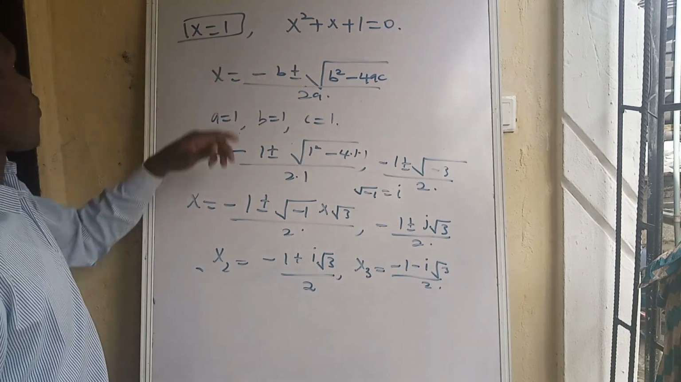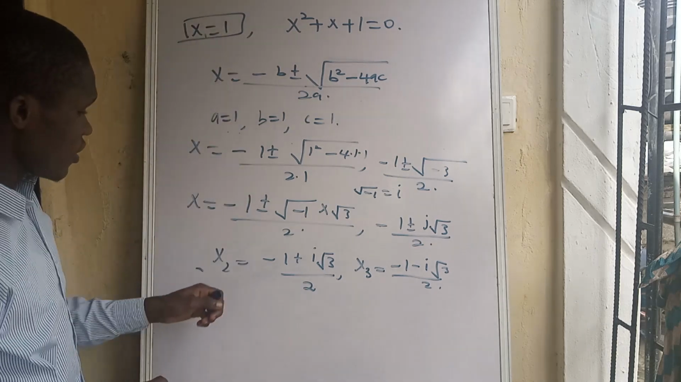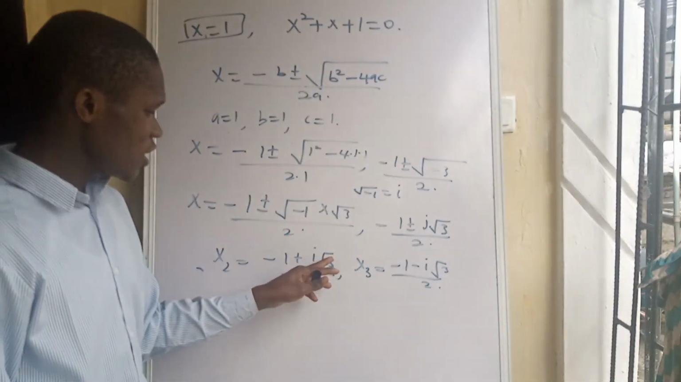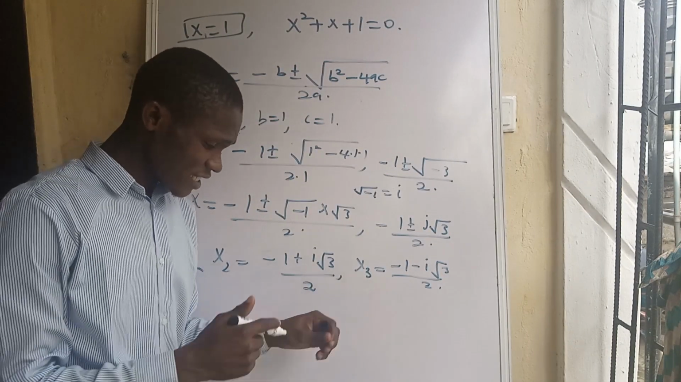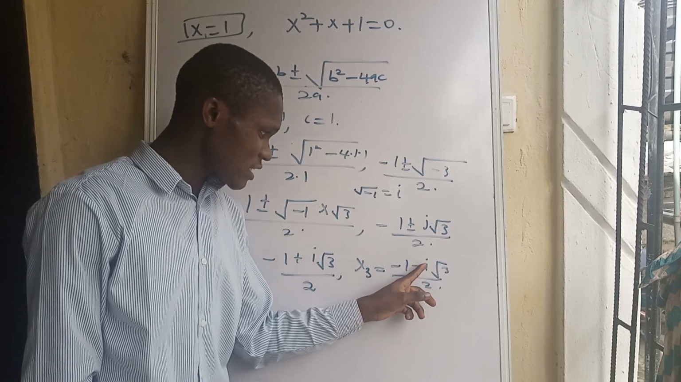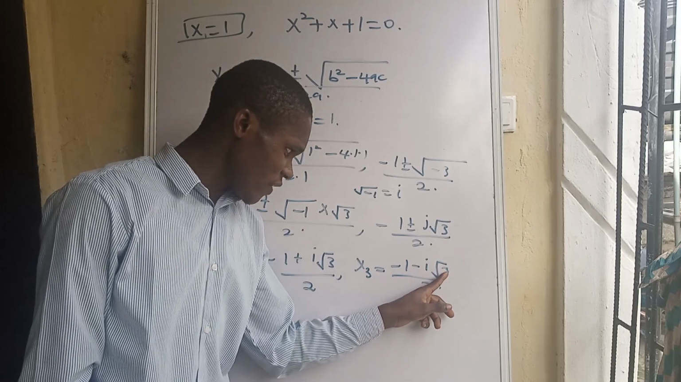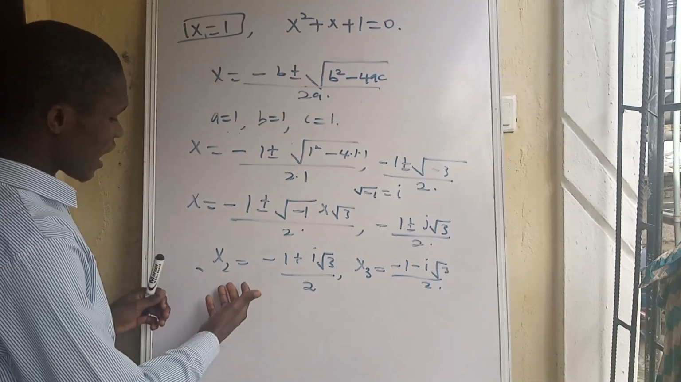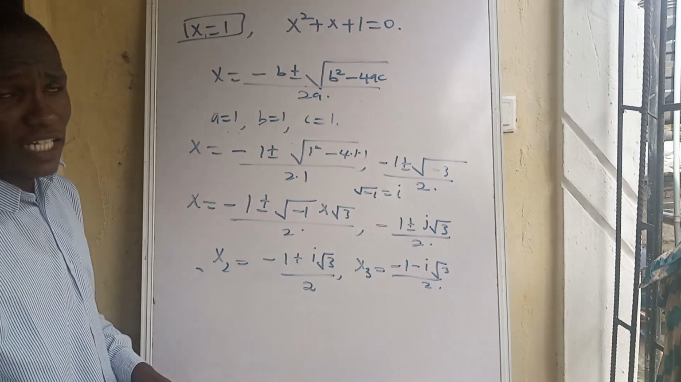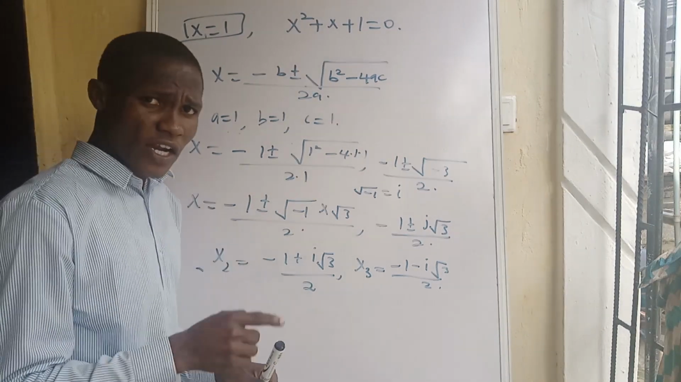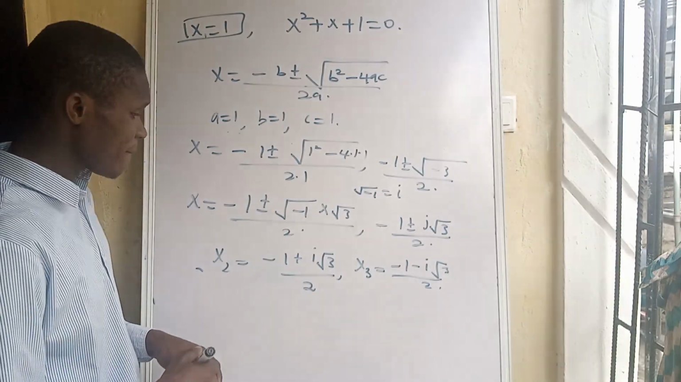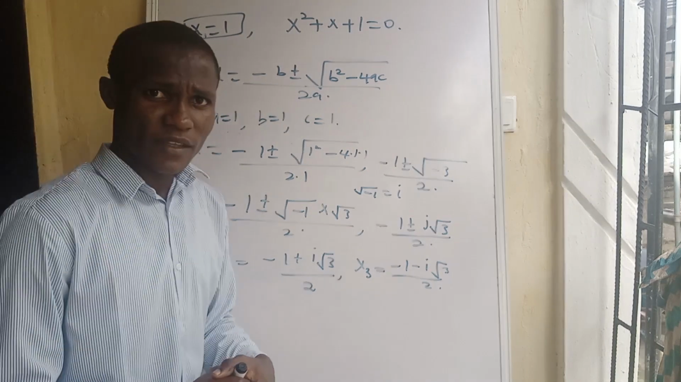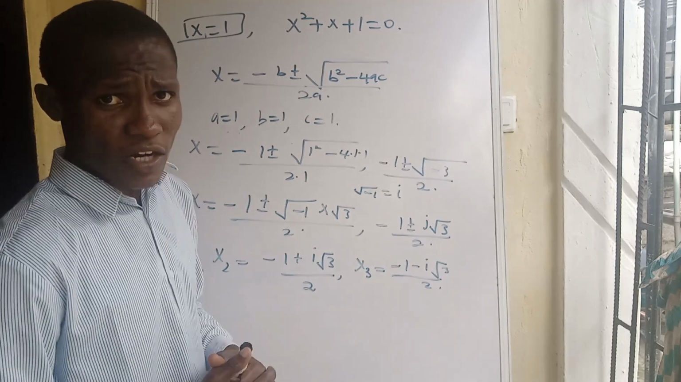Remember, we said x1 is equal to 1, x2 is equal to minus 1 plus i root 3 all over 2, and x3 is equal to minus 1 minus i root 3 divided by 2. We now have the first, second, and third values for x. I said we are going to pick one value among them, and by the time we plug the value of x into the previous question, it's going to give us 0.